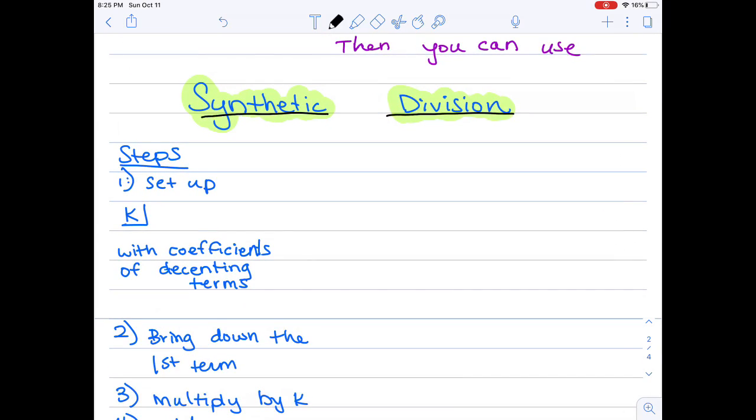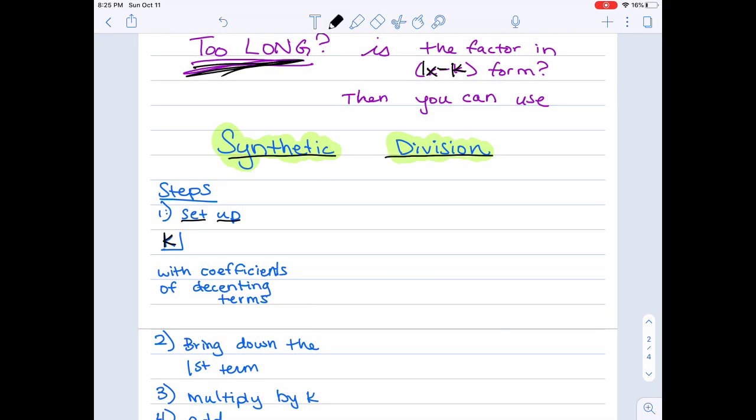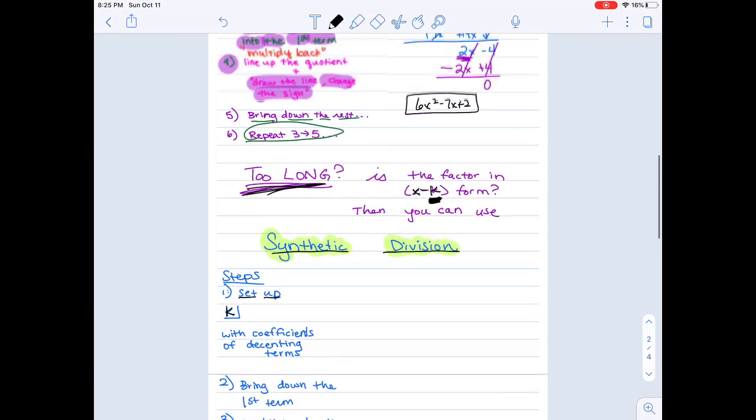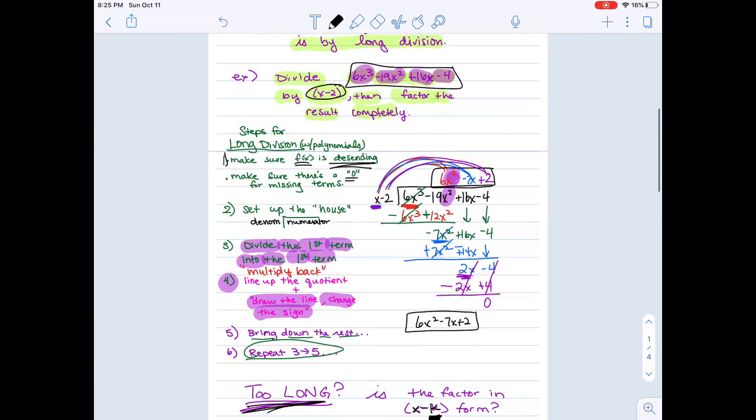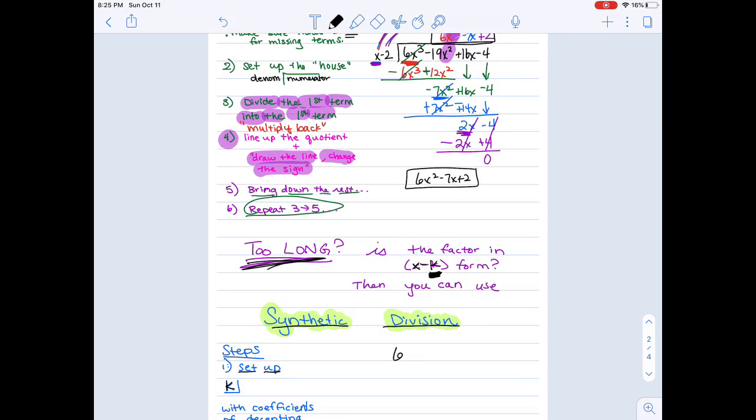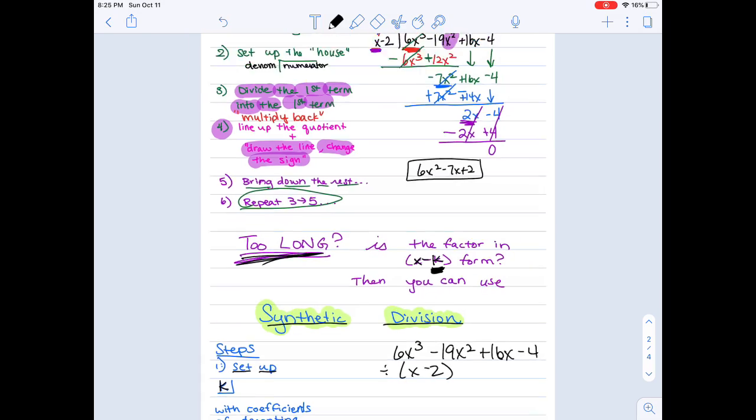So synthetic division looks like this. We're going to set up this value of k that comes from x minus k right here. So whatever this number is, that value of k, if it was x minus 2, we would put 2 in the value of k. So let's go back to that original equation where they asked us to do 6x cubed minus 19x squared plus 16x minus 4, and we're going to divide it by x minus 2.